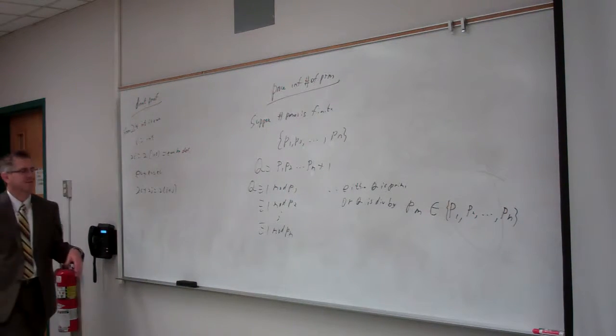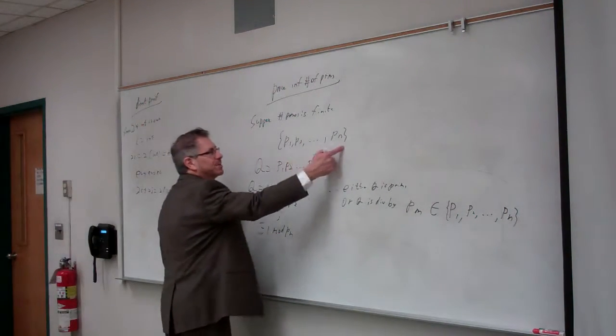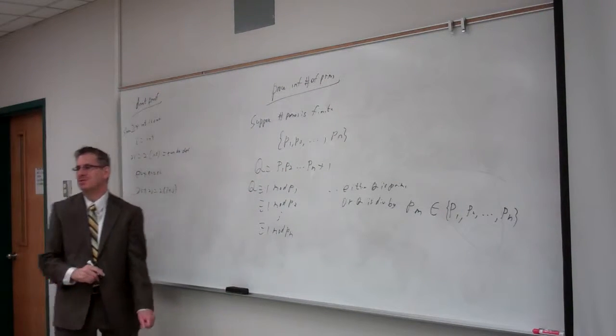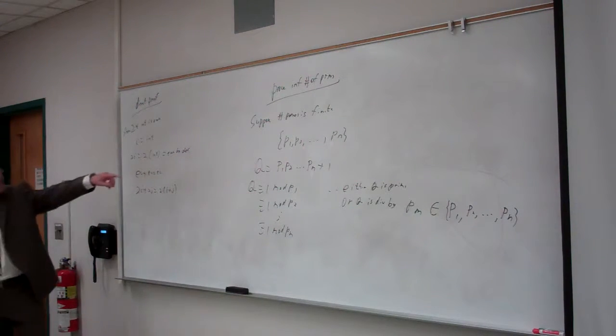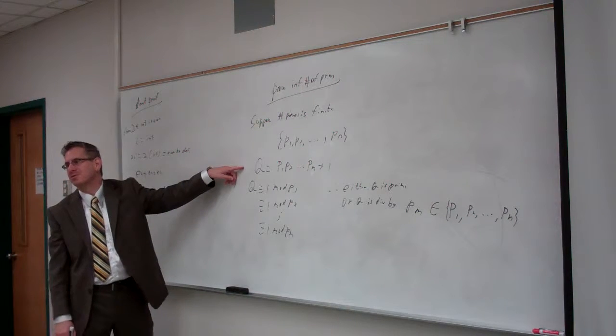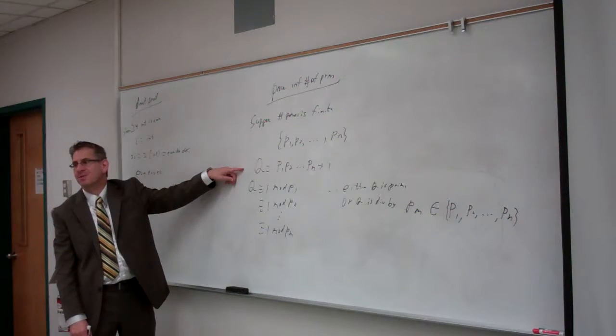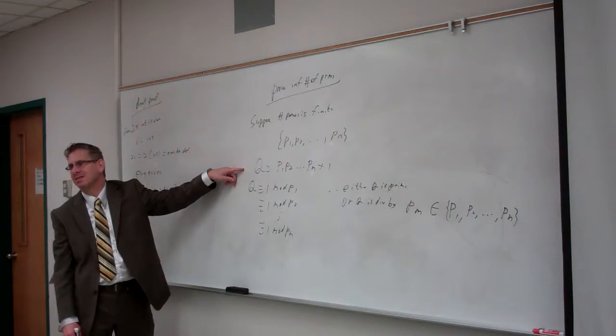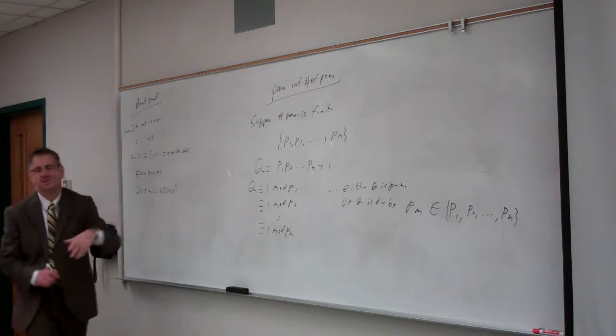So I could list 100 primes and say, prove that there's another prime that's not in this set. This proof doesn't tell me what that next prime is. It just tells me that there is another prime outside of that set, but it doesn't actually give it. So this is a non-constructive proof, yes.